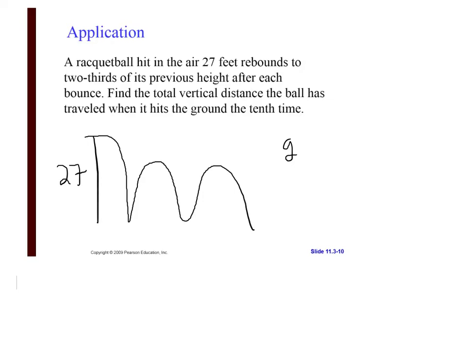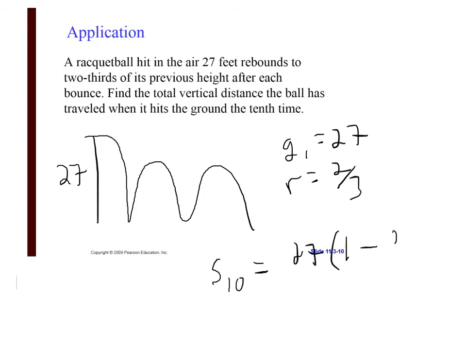So we know that our first term is 27. We know the common ratio is 2/3. So let's use that formula to find the sum of the first 10 terms. So we can do the first term of 27 times 1 minus 2/3, all raised to the, what is it, the 10th power.